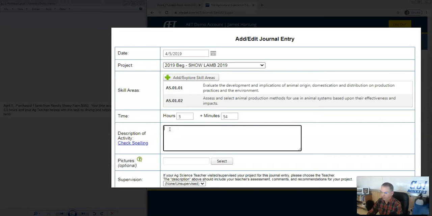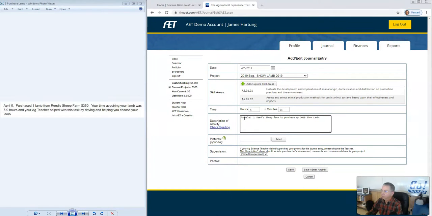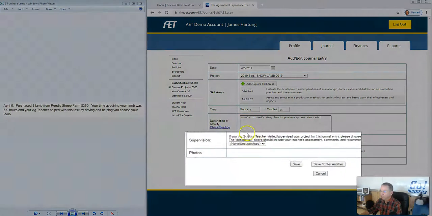Description of activity. Travel to Reed's Sheep Farm to purchase my 2019 show lamb. If you have pictures of your trip, this is the place where you would upload them.